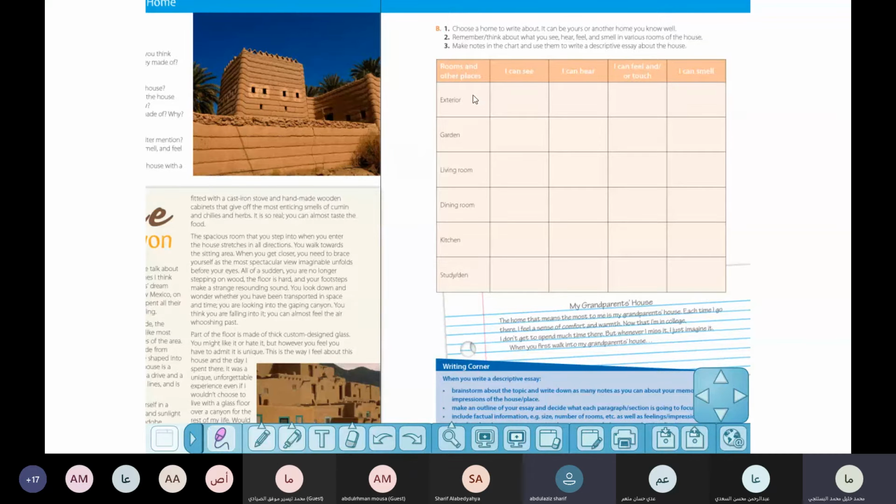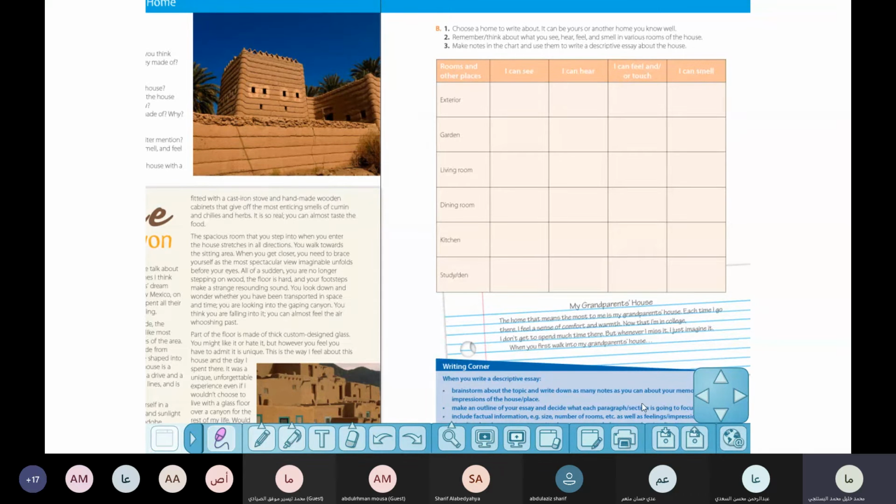Number 2. Good. Choose a home to write about it. It can be yours or another home you will know. Remember or think about what you see, hear, feel, and smell in various rooms of the house. Good. And if you look at the chart here, we are going to make notes in the chart and use them later to write your essay, a descriptive essay.